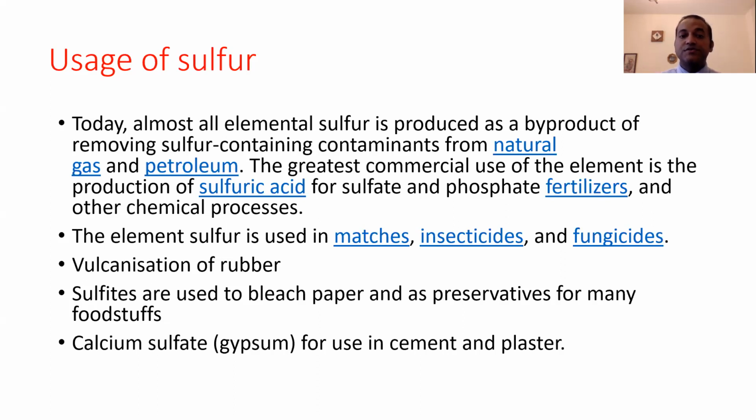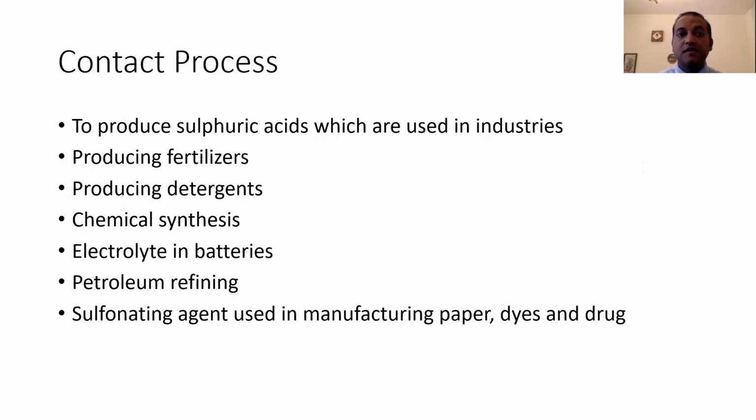Sulfur is also used in the process to make vulcanized rubber that we usually use to make car tires. Sulfites, another derivative of sulfur, are used to bleach paper and as a preservative for many foodstuffs, especially the pickle. Now, calcium sulfate is usually used in cement and plastering for construction sites. So these are the usages of sulfur.